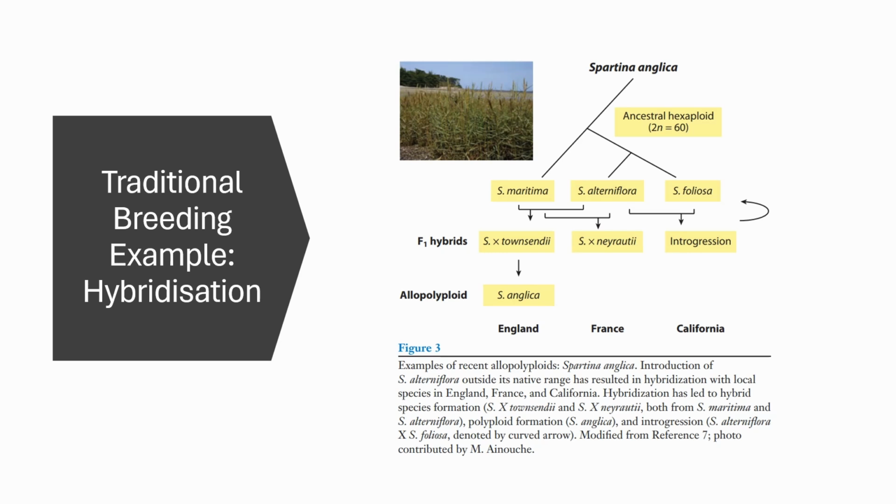So the traditional breeding examples are like hybridization. It's the one that I've done in the previous example, but this is for a different plant, and this is like the ancestor of the plant, and it gets bred many times until you get the one that you want, and that's the S. angelica. Well, this is just an example. It's very similar to what we've done.